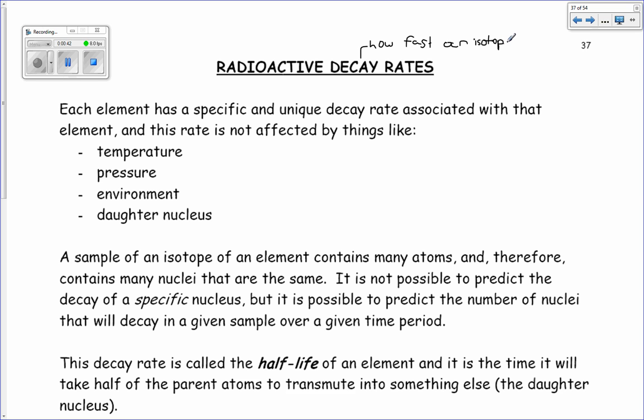Here we go. Each element has a specific and unique decay rate associated with that element, or rather associated with that isotope. And that rate isn't affected by things like temperature, pressure, environment, or even the daughter nucleus that comes off of it, right?